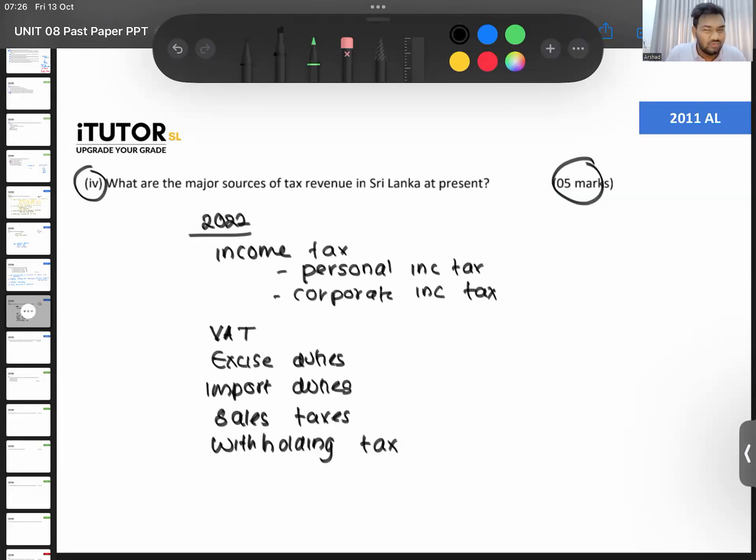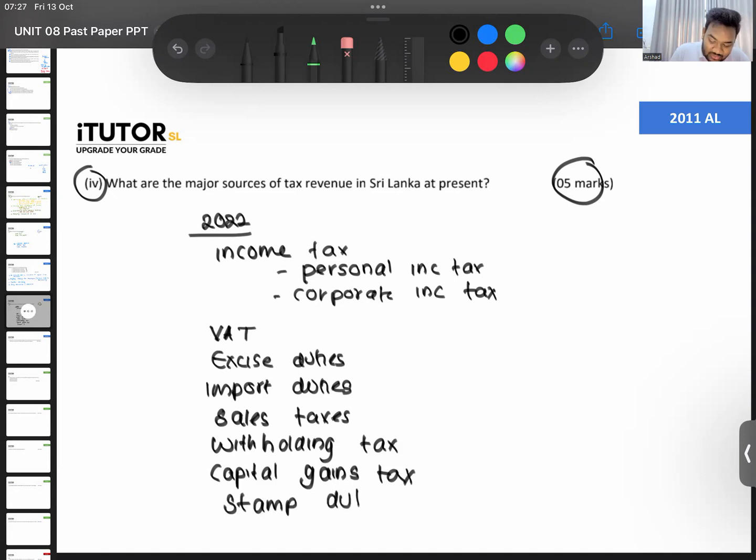Cess, I think, is removed now. It will not be applicable in 2022, if I'm not mistaken. Capital gains tax, yes, you can put stuff like that. Then you can even put things like stamp duties also. That's also kind of like a tax. So things like this you can include.